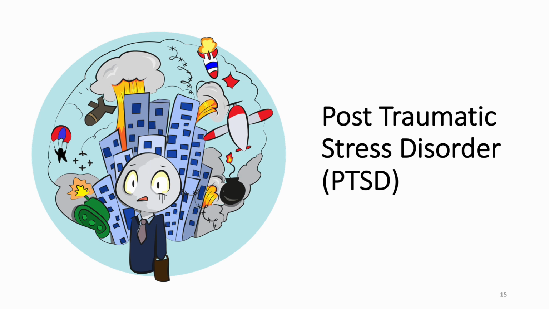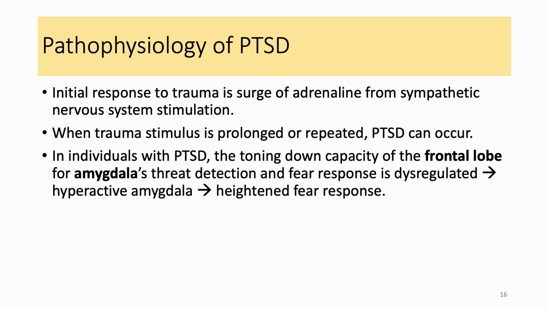Finally, let us explore the third type of mental disorder common at work, post-traumatic stress disorder. When individuals are exposed to a traumatic event, they exhibit an initial response characterized by a surge of adrenaline from sympathetic nervous system stimulation. Physiologically, this can lead to raised heart rate, rising blood pressure, and further neuroendocrine responses, such as the release of cortisol and other catecholamines.